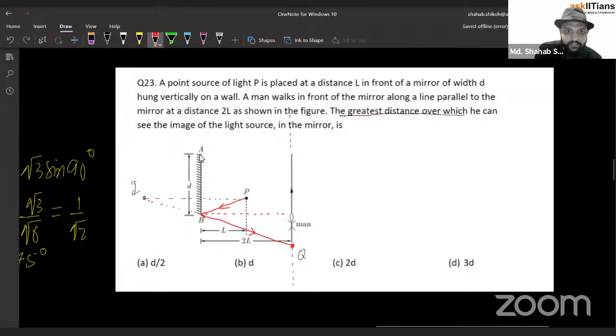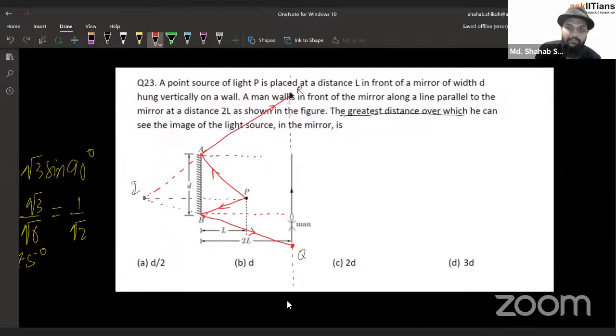Second, another extreme is here. Let's incident the ray there. And the image is here. So if we extend it back, oh my God, it's going here. So the last time the observer will see the image is when he is here at R. We have to find this distance QR. Now it's geometry, it's not physics.